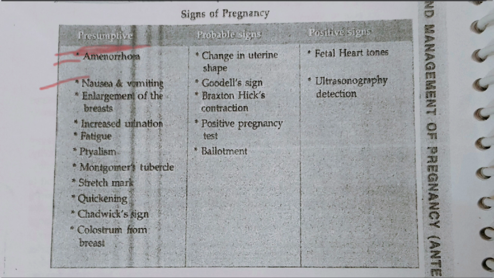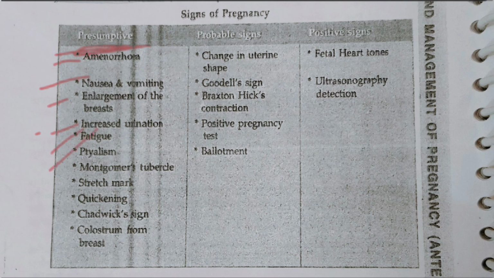Next, enlargement of breast. Enlargement of breast is seen because after the birth of the baby, the mother needs to feed the baby. Increased urination. Increased urination is because when the baby is growing in the womb, the pressure on the bladder will be more. When the pressure on the bladder is more, then the urination will be frequent. That is increased urination. Next, fatigue and ptyalism.